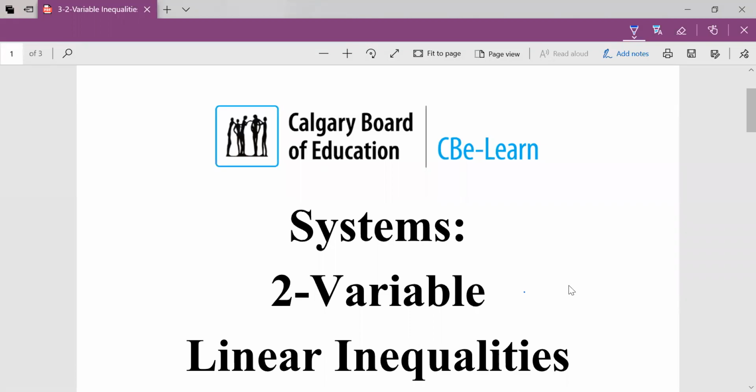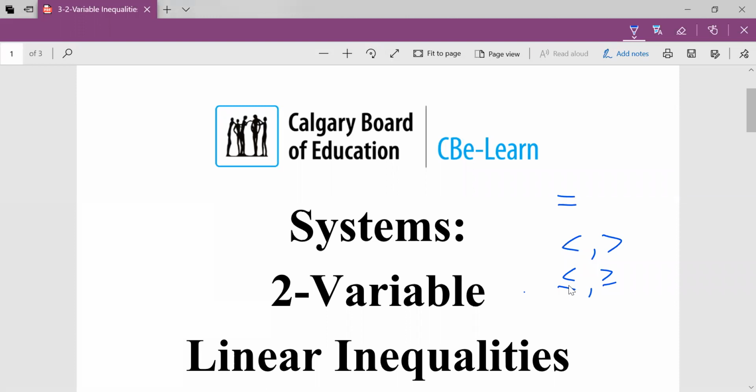Hey, mathletes. In this video, we're going to start looking at systems, but now we're going to look at inequalities. The difference from what we were doing before is we were doing systems of equations. Equations means we have an equal sign. Inequality simply means instead of this equal sign, guess what? We've got these guys. That's all it means.